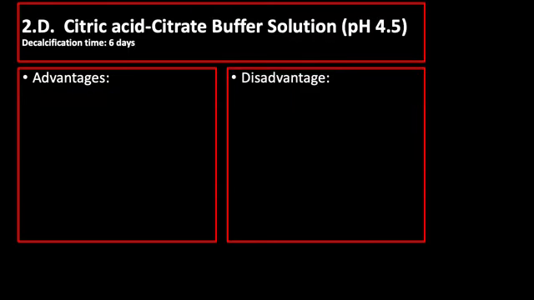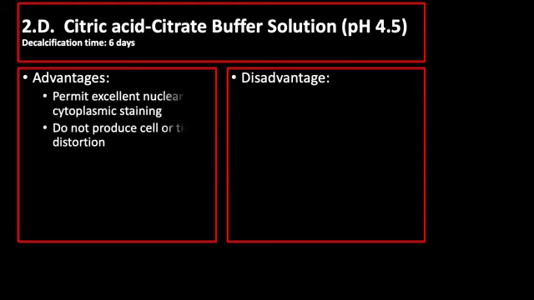Next weak acid is citric acid citrate buffer solution with a decalcification time of 6 days. It has the following advantages and it has this disadvantage.